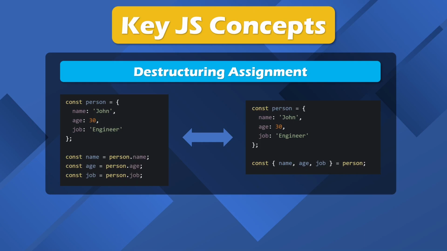And automatically, if the variable names match with the keys that you have in your object, the values will be assigned to respective variables. So name will still have the value John, age will have the value 30, and job would be set to engineer.